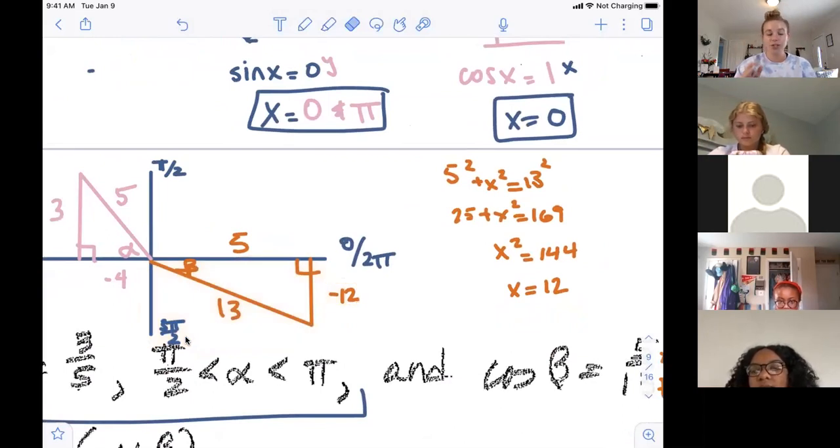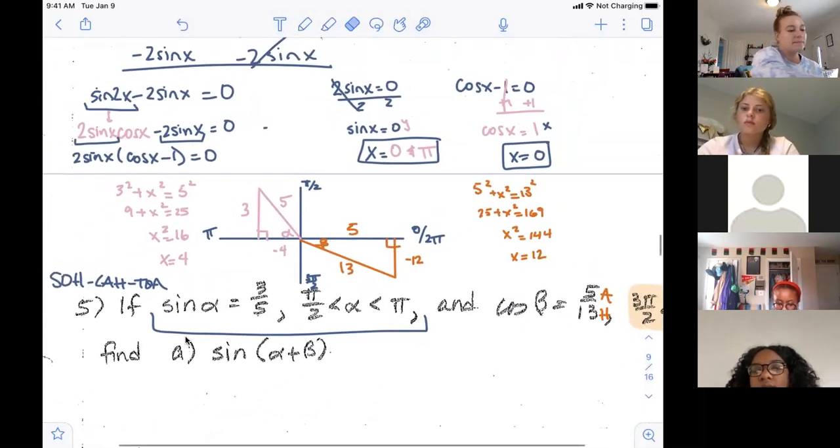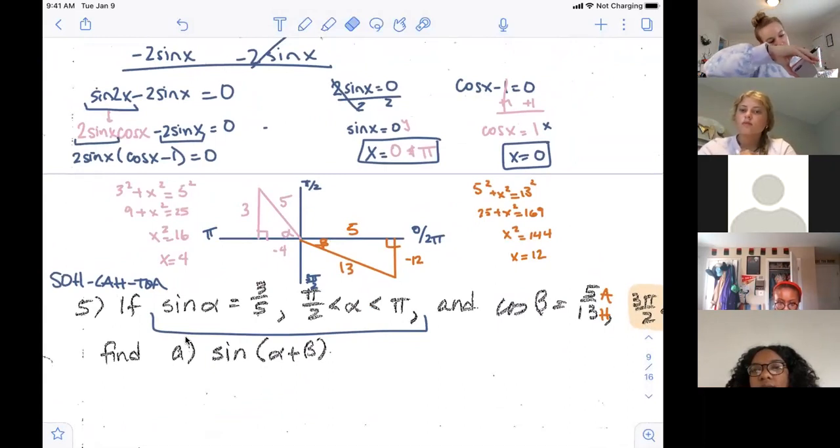So all we did was take a sentence, like a line of text, and make it a picture, which has way more information now. We know what quadrant things are in. We know their opposite, adjacent, and hypotenuse sides. We know these two different shapes. Now we essentially have two triangles. Okay. Any questions so far?